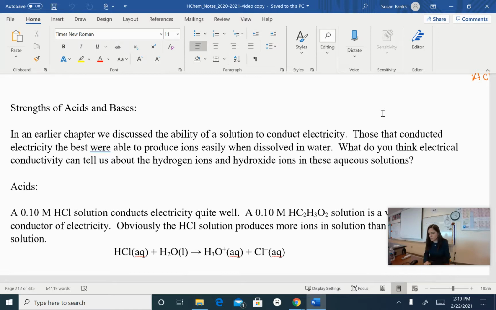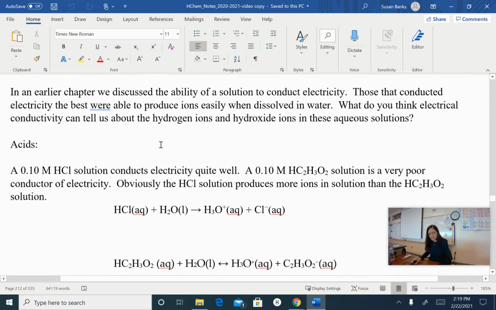They were mobile. So what do you think electrical conductivity can tell us about the hydrogen ions and hydroxide ions that are in aqueous solutions? Do you think acids and bases conduct electricity? You bet they do. Okay, so acids.